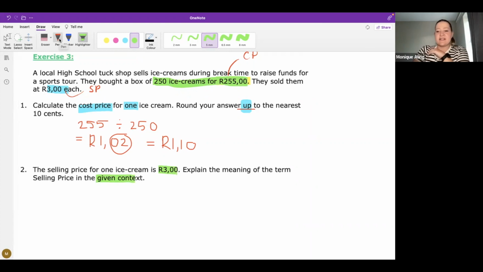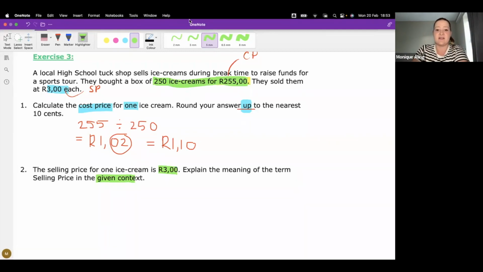the tuck shop, this is the amount the tuck shop wants to sell the ice creams for, or the tuck shop wants to sell the ice creams for 3 Rand, or the ice creams are being sold for 3 Rand. So just mentioning that it's ice creams that are being sold and the price of the ice creams. So this is the price that customers are going to buy the ice creams for, 3 Rand, something along those lines. You don't have to push the amount in so much, but you need to mention that it's ice creams being sold. So the price of the ice creams.